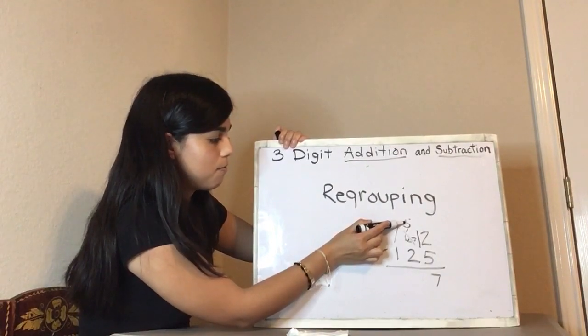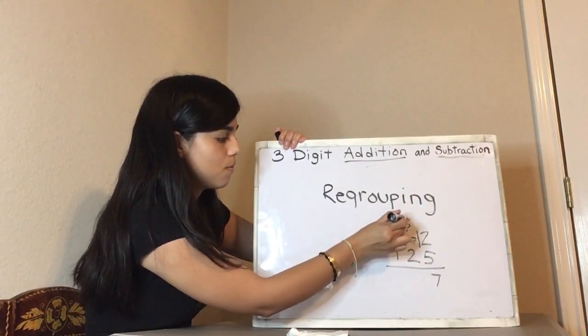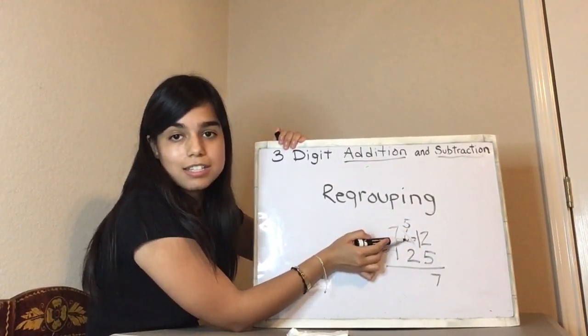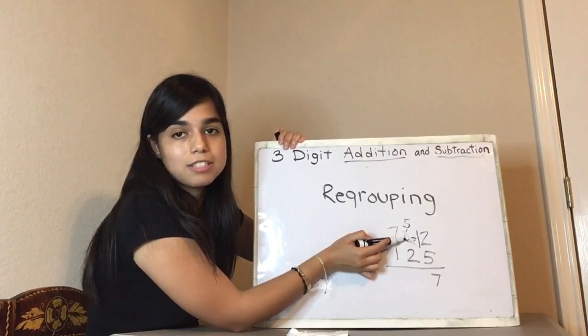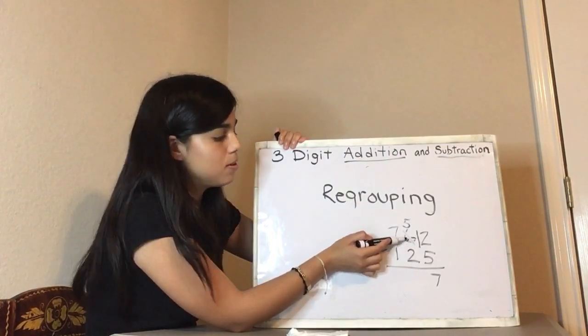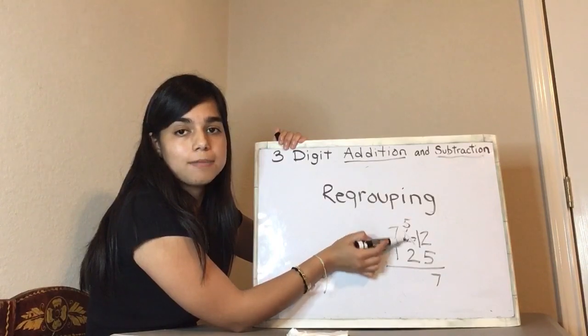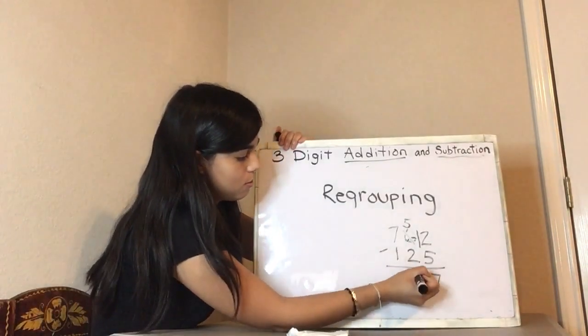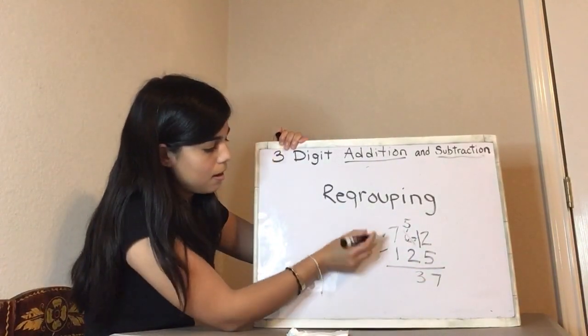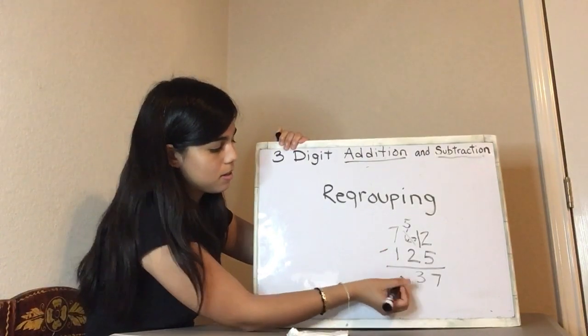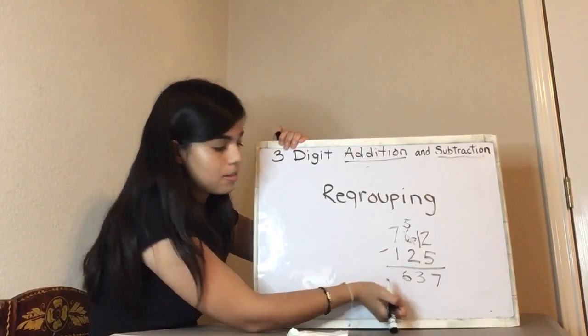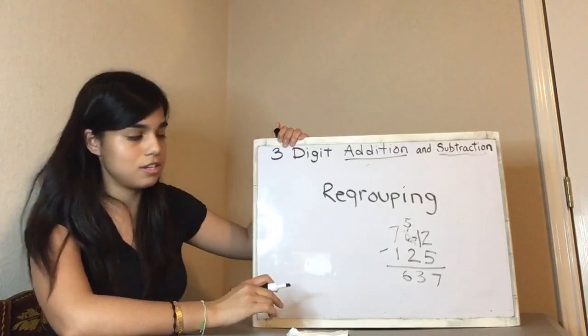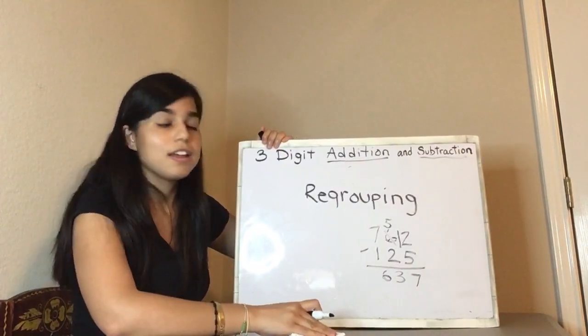Okay, now 5 minus 2. Remember, the 6 does not exist anymore. You crossed it off, so you can't say 6 minus 2. You have to look at the number on top. 5 minus 2 equals 3. And 7 minus 1 equals 6. 637.